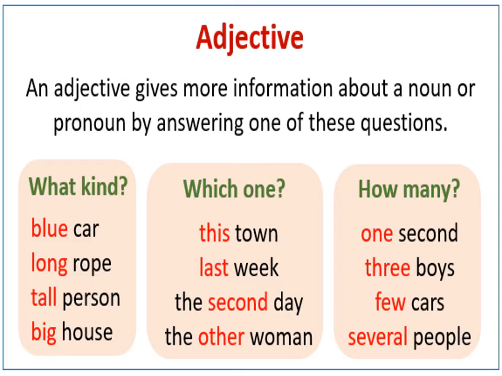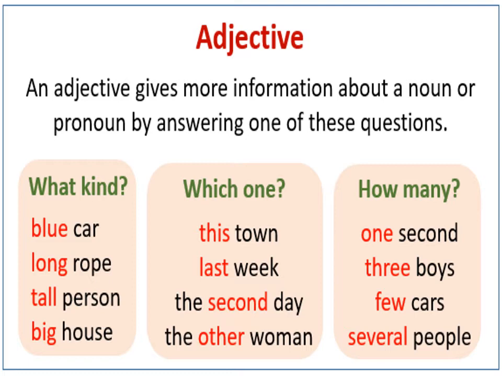We all know that an adjective is a word that gives more information about a noun or a pronoun. It asks generally these questions: what kind of thing, or which one, or how many. So adjective in short is a describing word. And what does it describe?